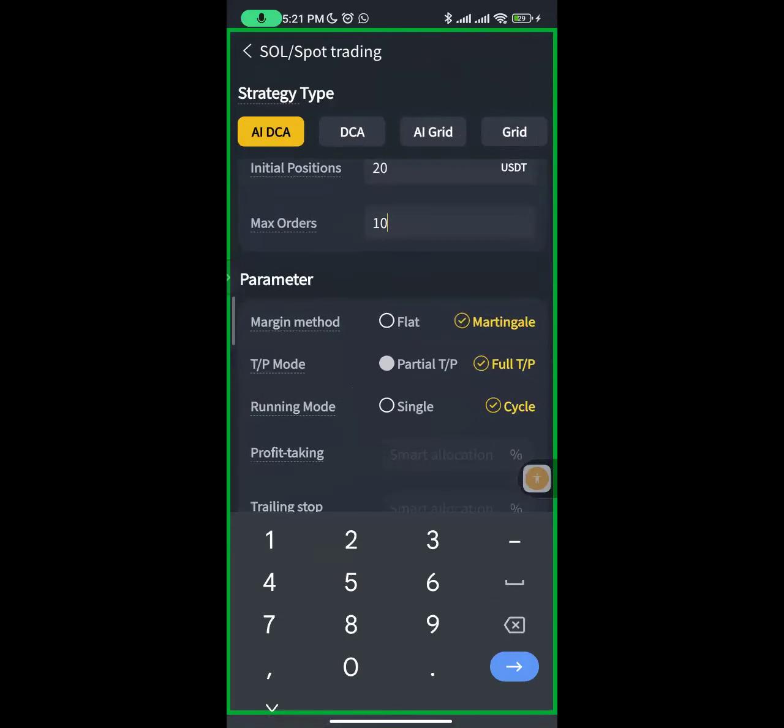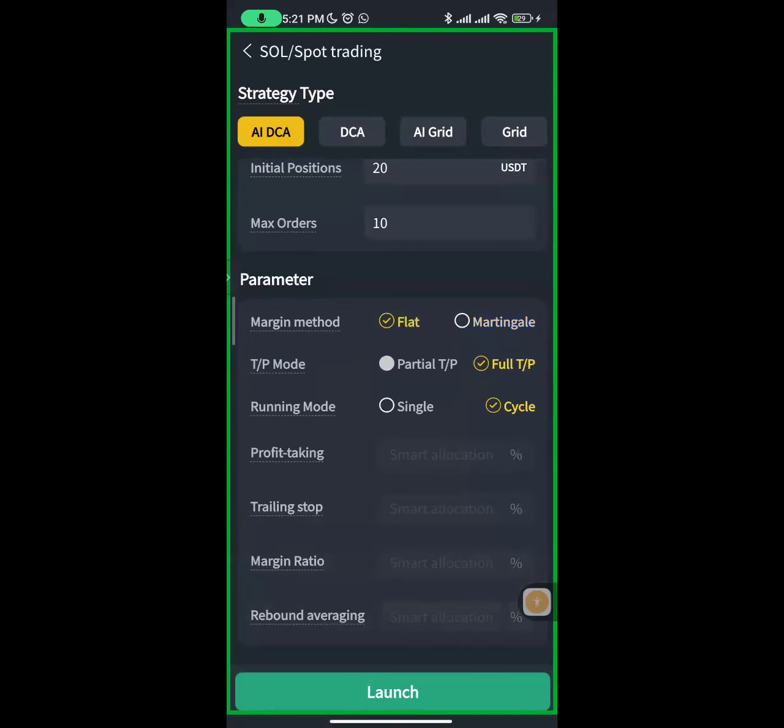All right. So every other parameter, I think if you're trading with $100, of course, you want to use the flat, because $100 is quite small to trade this market. So you switch from the martingale to the flat. So flat ensures that the robot does not double your capital each time it takes a trade.